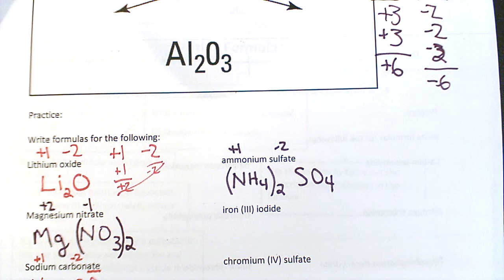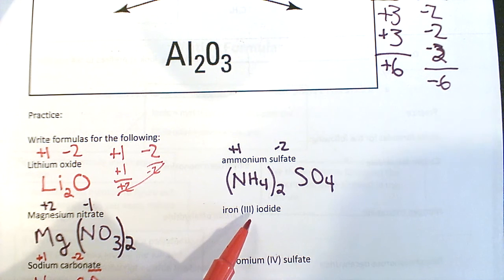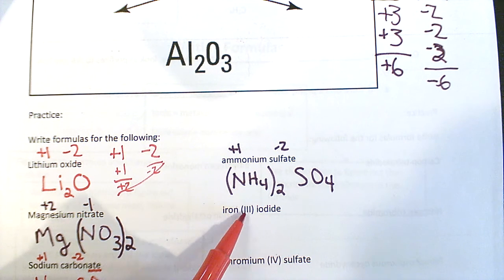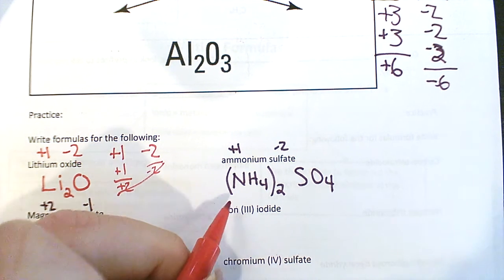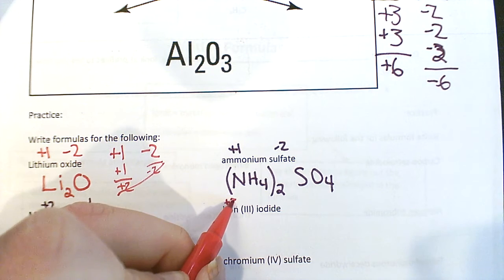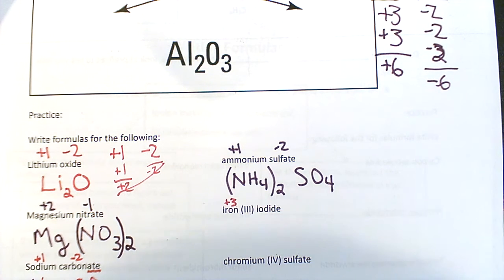Alright, iron(III) iodide. Okay, so this Roman numeral here is there, remember, because it's a transition metal. Transition metals, we have to put the charge in parentheses after. So I know, even if I don't go to the periodic table, this iron's +3. That's what that 3 is telling me, the charge of iron. And then we have iodide.